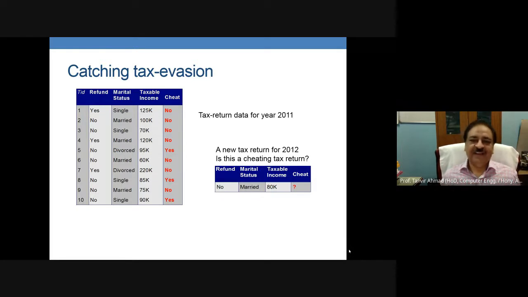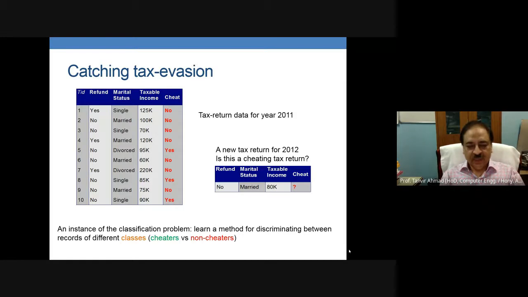Now, if I have data with a refund status of no, marital status married, and taxable income of, say, 80,000, what should be the output? Of course, it's a binary classifier. Therefore, the only output can be either a yes or a no. So you will only end up with one of the two options. That means the whole problem comes down to classifying the data set into either cheaters or non-cheaters.